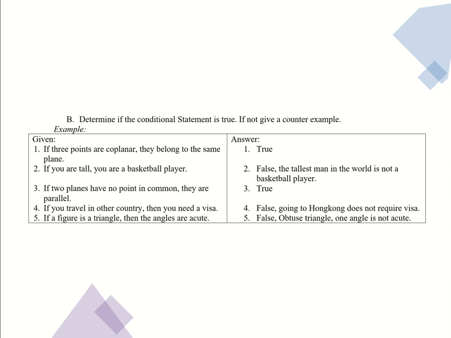If you are tall, you are a basketball player. So, the answer is false. Not all tall people are basketball players. Of course, false. The tallest man in the world is not a basketball player. Number 3, if two planes have no point in common, they are parallel. That's true. Number 4, if you travel to another country, then you need a visa. False. Going to Hong Kong does not require a visa. Not all countries require a visa. Number 5, if a figure is a triangle, then the angles are acute. False. In an obtuse triangle, one angle is not acute.